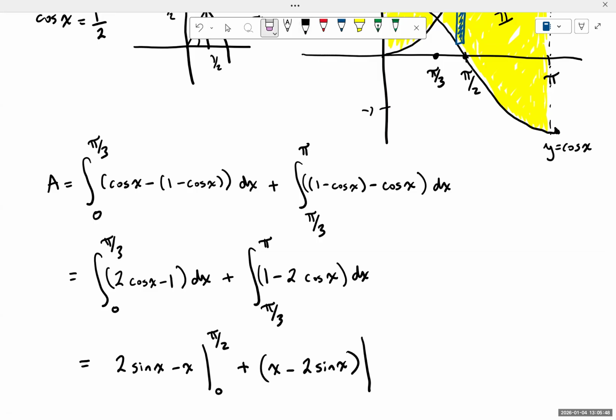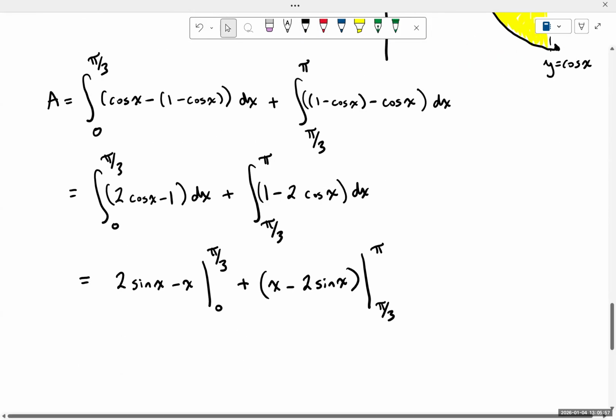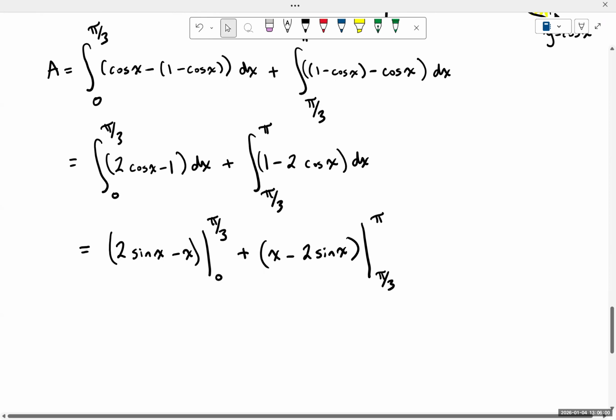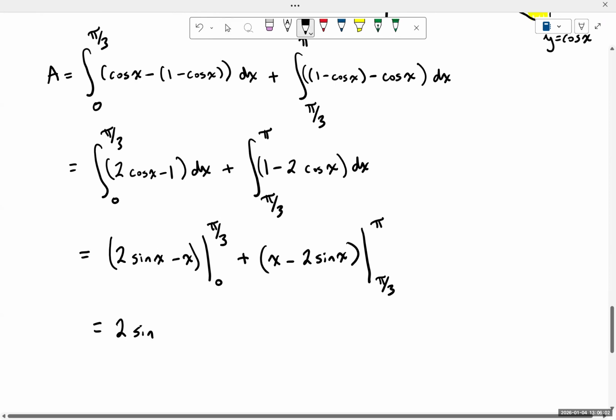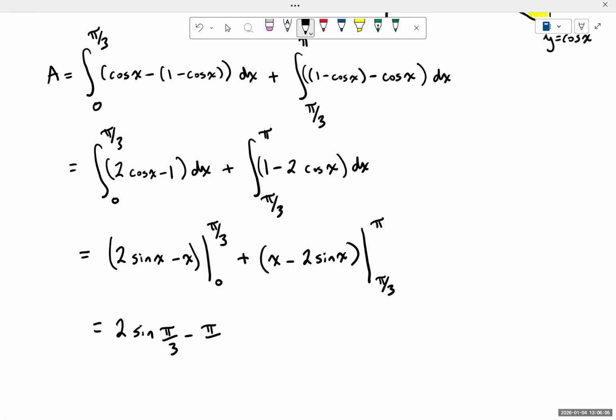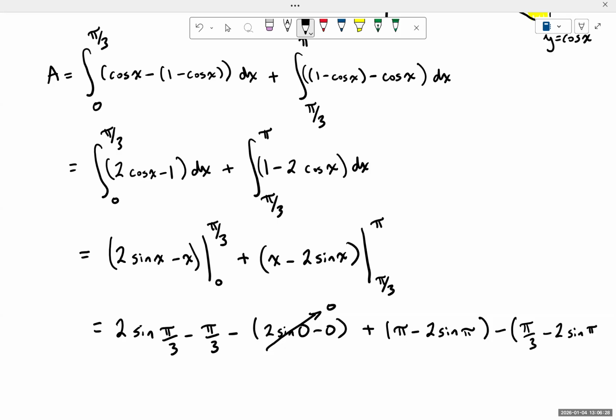Evaluate. I'm sorry, I wrote the 2 at pi over 3. Pi over 3 to pi. Okay. Let me just go ahead and evaluate that. 2 sine pi over 3 minus pi over 3 minus 2 sine 0 minus 0. Yeah, we know that's 0, okay? But I'm writing it so because if it was cosine, it wouldn't be 0. So I have to be careful, to always be careful that I keep all my information sort of set up in the way that is good.